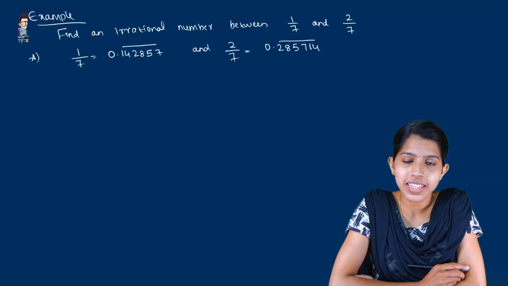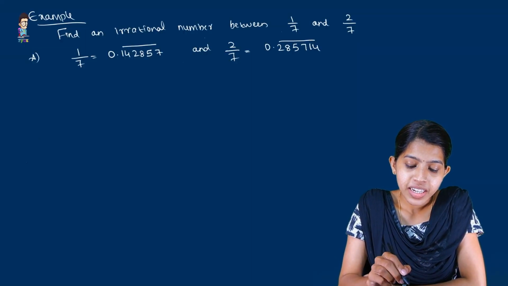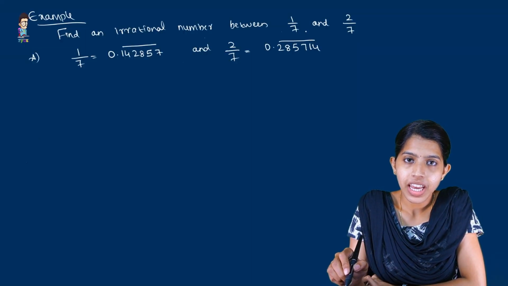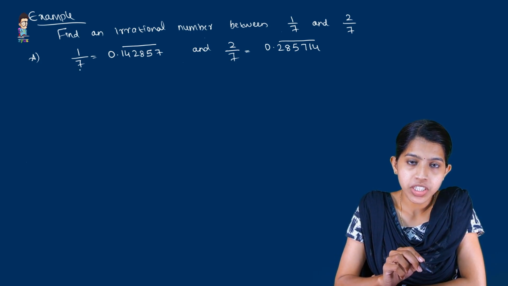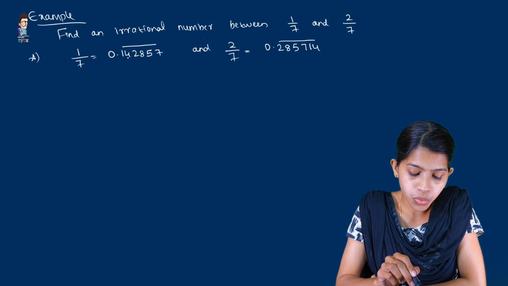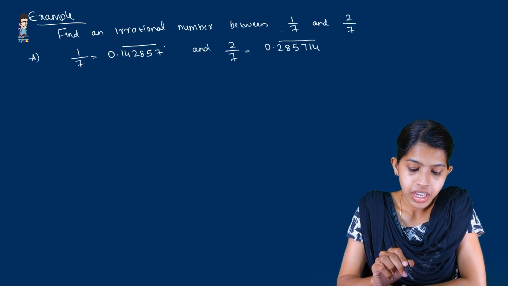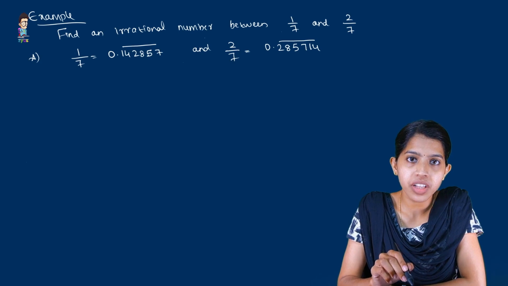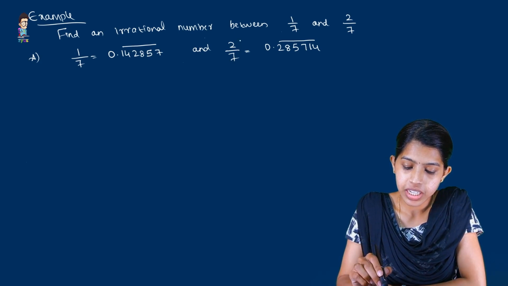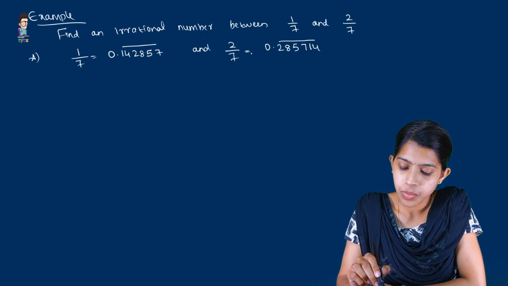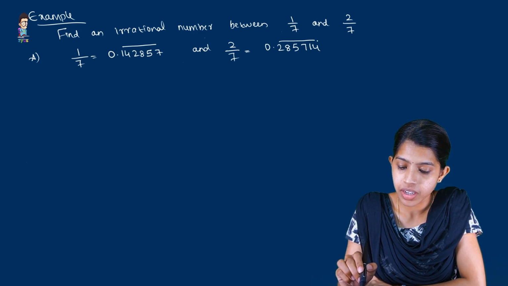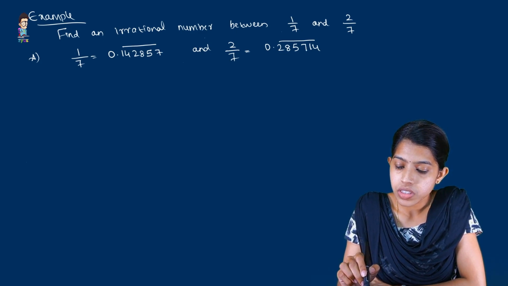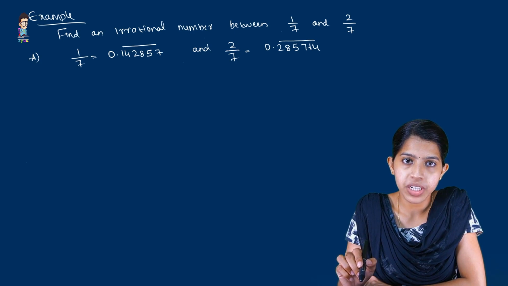Now, let's discuss an example. Find an irrational number between 1 by 7 and 2 by 7. Look at the decimal expansion of 1 by 7, that is 0.142857 bar. And this bar denotes that this set of numbers repeats infinitely many times. And similarly, 2 by 7 has a decimal expansion like this, that is 0.285714 bar. And here also, this set of numbers repeats infinitely many times.